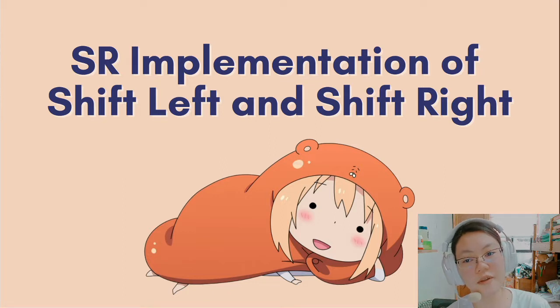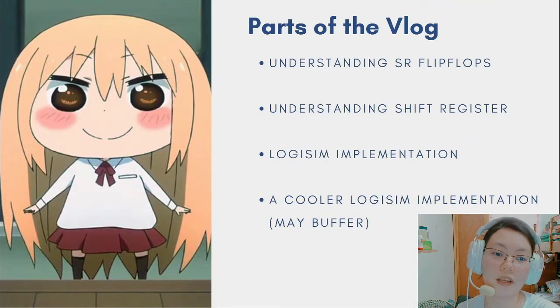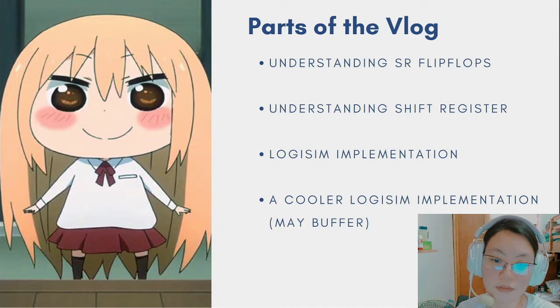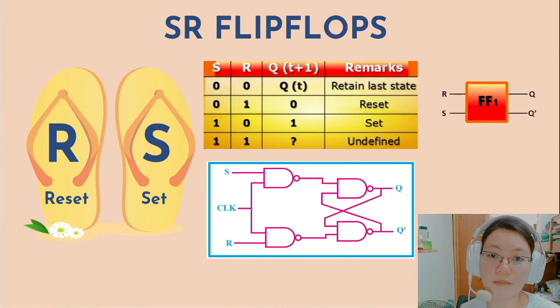In this Lab 6 vlog, I will be doing an SR implementation of a shift left and a shift right register. This vlog will be divided into 4 parts. First, we will talk about SR flip-flops, their behavior based on its truth table, and then we'll also be talking about shift registers. Then, we will be implementing our very own SR flip-flop in Logisim, also a left shift and a right shift register. The fourth part of this vlog will just be a cooler implementation of that with a buffer. So, flip-flops are 1-bit memory cells.